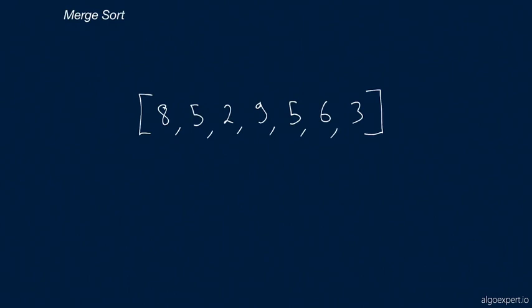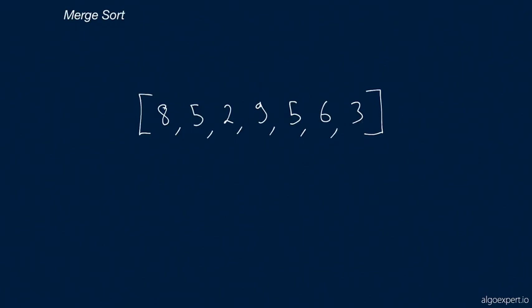I've got in front of me an unsorted array of integers. Now granted, the array could already be sorted, but here, for the sake of this example, we're obviously going to deal with an unsorted array. And so we've got this one here: 8, 5, 2, 9, 5, 6, 3. So how does merge sort work?